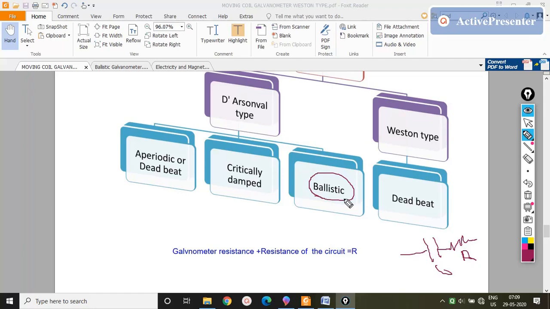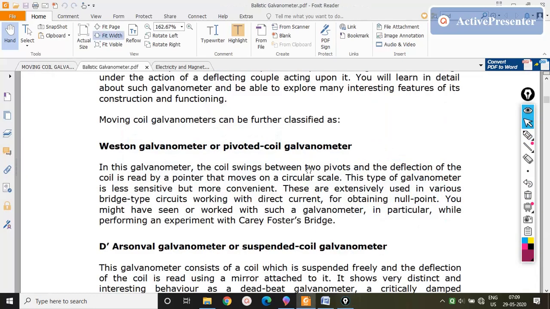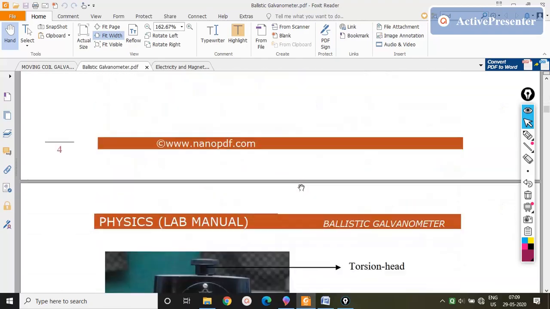So the coil of the ballistic galvanometer under such a situation should move after the whole of the charge has passed. That is, it should not start moving before your charge has been delivered. So in order to achieve that, the conditions of a ballistic galvanometer are just opposite to those of a dead beat galvanometer. So I'm going to this one so that you can understand better.